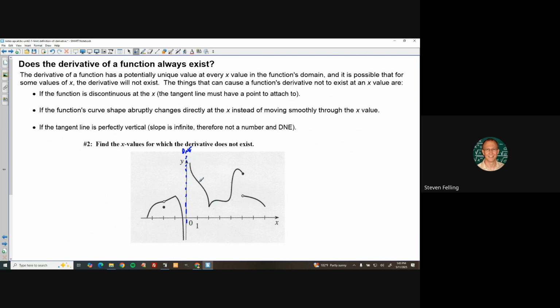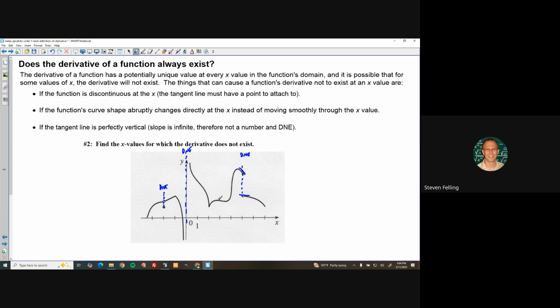That would be one location. Another thing that can happen is if the function's curve abruptly changes instead of moving through. So, let's say that you're evaluating what the limits are here. Here's a discontinuity too. So this would be another place where we can't have a limit. Here would be another place where we can't have a limit. You can see why, because over here, would I say that the slope of the tangent line is this slope, or is it this slope? There's no unique slope there, right? And it has to attach here. So those are locations where the derivative doesn't exist.